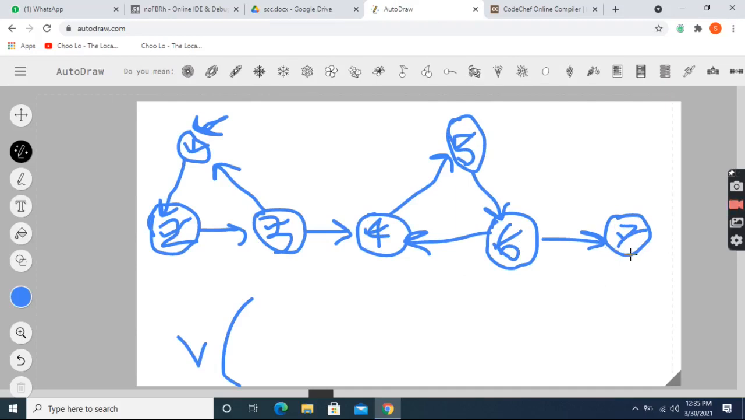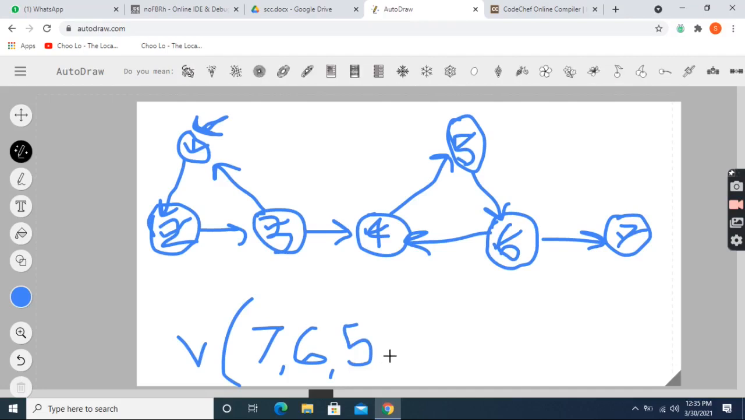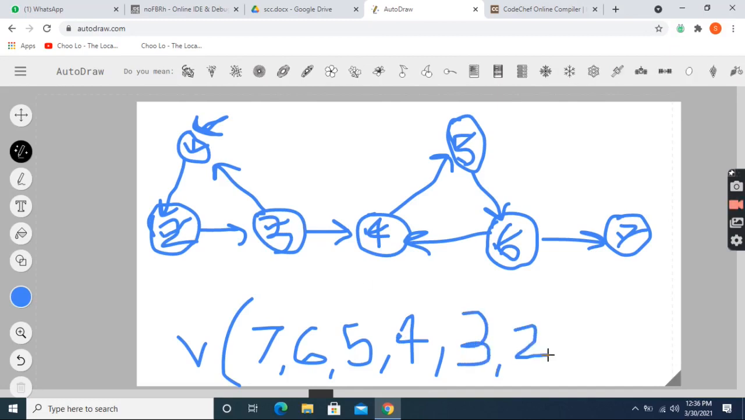Now for vertex number 7, there are no children available to process, so I just push vertex number 7 inside the vector. I move back towards 6, and now all the children of 6 have been processed, so I push 6. Similarly, I move back towards 5, I push 5 in the vector. I move back towards 4, all the children of 4 are done, so I push 4 in the vector. I move back towards 3, all the children of 3 are done, so I push 3. I move back towards 2, all the children of 2 are done, and finally I move towards vertex 1, and vertex 1 is also done.